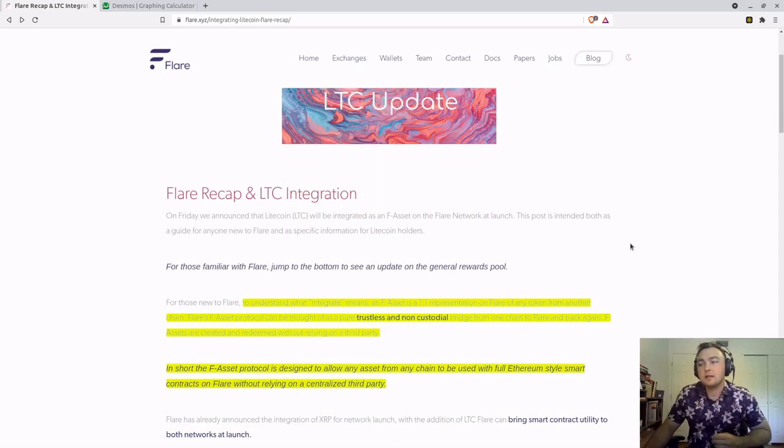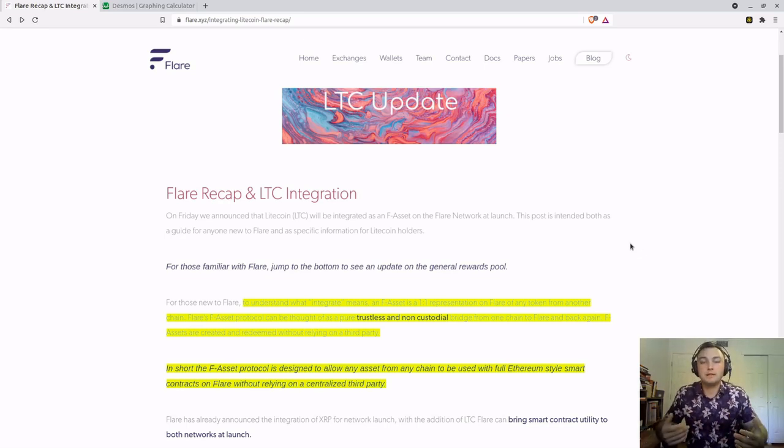To understand what integrate means, an F asset is a one-to-one representation on FLR of any token from another chain. FLR's F asset protocol can be thought of as a pure, trustless, and non-custodial bridge from one chain to FLR and back again. F assets are created and redeemed without relying on a third party. In short, the F asset protocol is designed to allow any asset from any chain to be used with full Ethereum-style smart contracts on FLR without relying on a centralized third party.